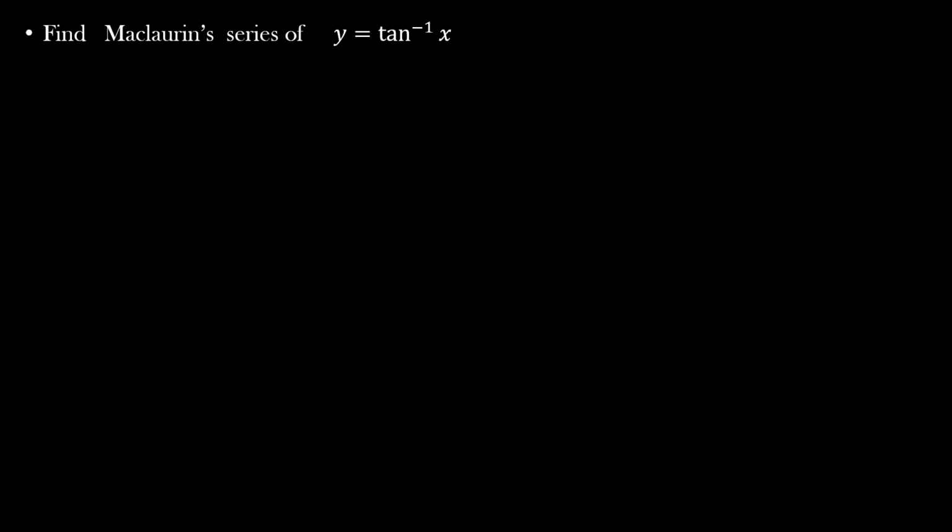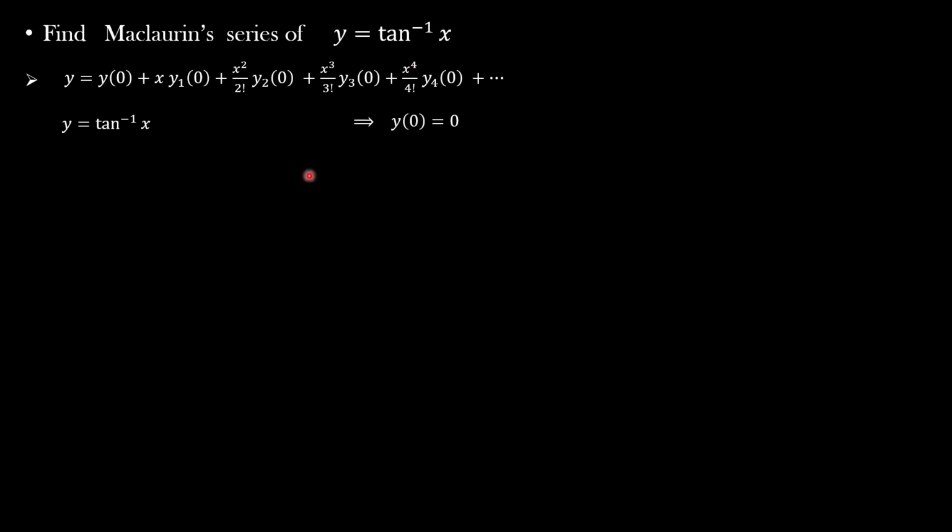Find Maclaurin series of y is equal to tan inverse of x. y is equal to tan inverse of x implies y of 0 is equal to tan inverse of 0, which is equal to 0. To get y1, differentiate y is equal to tan inverse of x with respect to x, and derivative of tan inverse of x is 1 by 1 plus x square. Therefore, y1 is equal to 1 by 1 plus x square. But to get higher order derivatives, I can rewrite it as y1 into (1 plus x square) is equal to 1, and y1 of 0 is equal to 1.